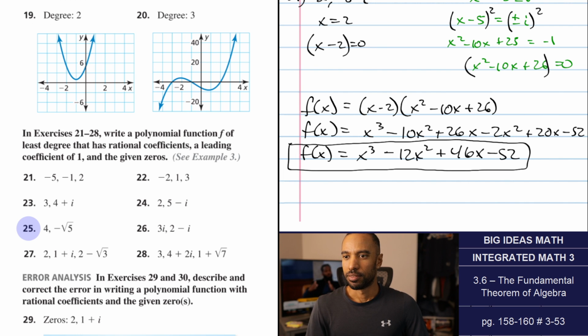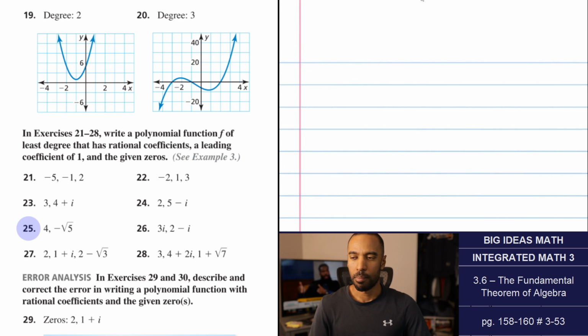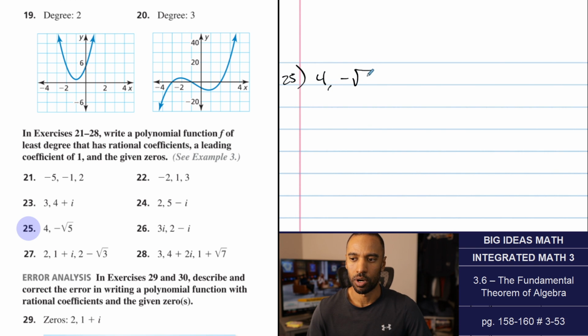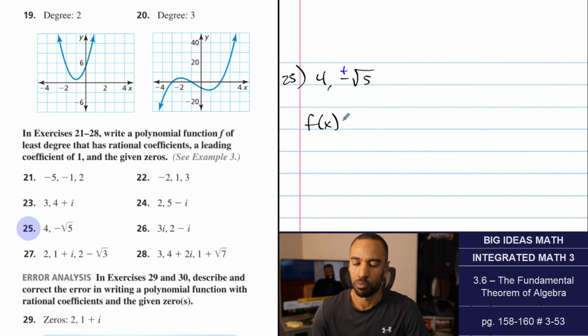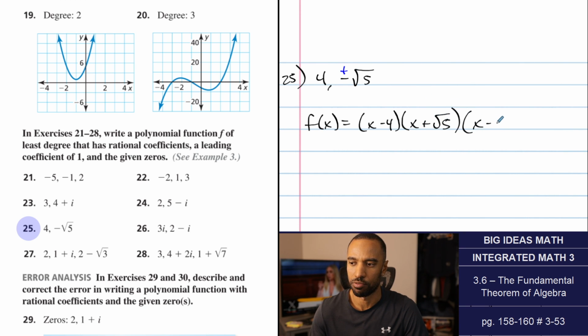Number 25. Now, on number 25, no imaginaries. We do have an irrational, though, and it must still have a conjugate in order to have rational coefficients. So, plus or minus root 5 works here. It doesn't matter which way you present this one. I'll do it the way the book probably would have. X minus 4 with the negative root 5. That would be x plus root 5 inside of here, and the other one would be x minus root 5 inside of here.